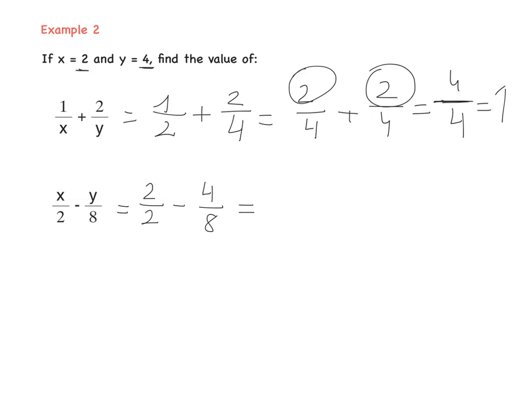Okay, so 2 over 2, we know that 2 over 2 is 1, so 2 divided by 2 is 1, so we can write it down as 1, minus 4 over 8. And 4 over 8, we can simplify it, and it's 1 over 2. So we can divide it. 4 divided by 4 is 1, and 8 divided by 4 is 2. So 1 minus 1 over 2 is 1 over 2. Okay? Take it down in your copy, please.